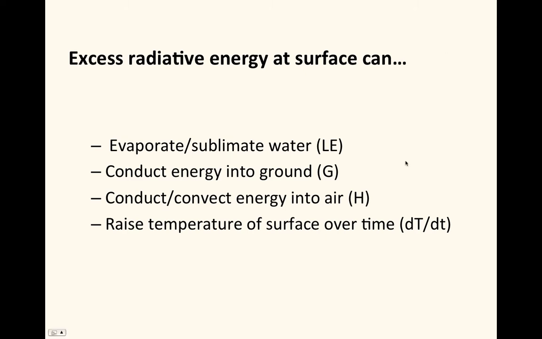Anytime you have an excess of radiative energy at the surface, say during the heat of the afternoon, there are four things that could happen to it. The first is it could evaporate liquid or sublimate solid ice, and that's called the latent energy component, LE. It also could conduct energy into the ground, so it heats the surface, and if the surface is hotter than the deeper ground underneath it, by a process of conduction you can move heat towards the deeper ground. You can conduct or convect energy into the air, meaning that a hot surface that's absorbing radiation could give some of that energy by conduction to the overlying air, which will then convect upwards, moving the heat even further into the atmosphere. The fourth thing that could happen is simply raising the temperature of the surface over time, so the change in temperature of the surface over time.